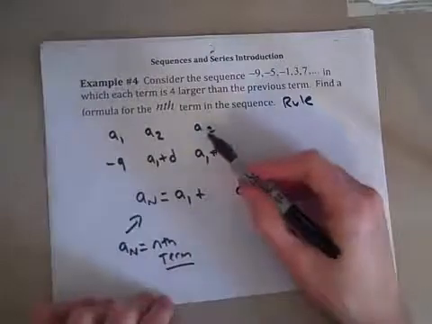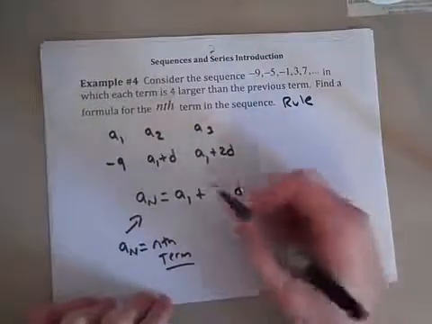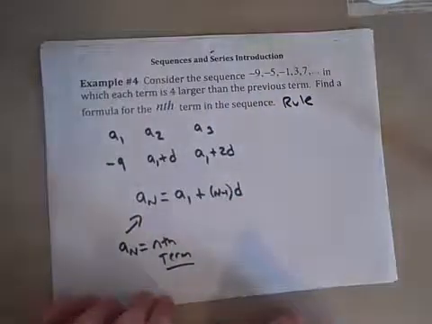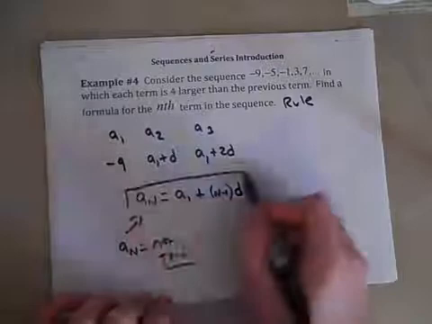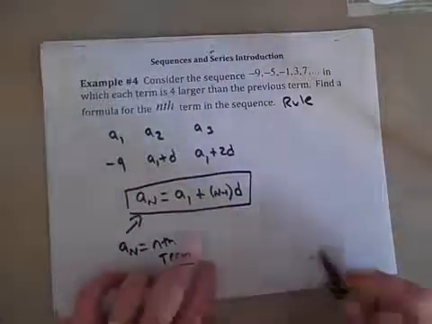But for example, this third term, you only add 2 differences. This second term, you only add 1 difference. So it's going to be n minus 1 times the difference. Let's check to make sure that actually works. And this will be the basis for tomorrow's lecture.